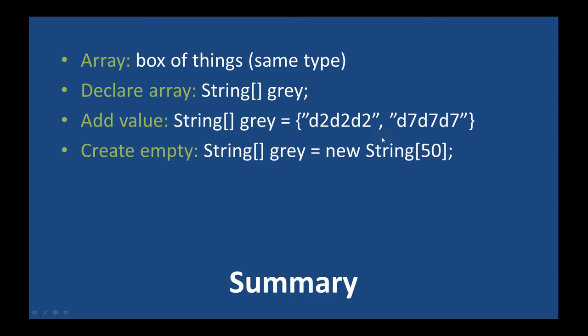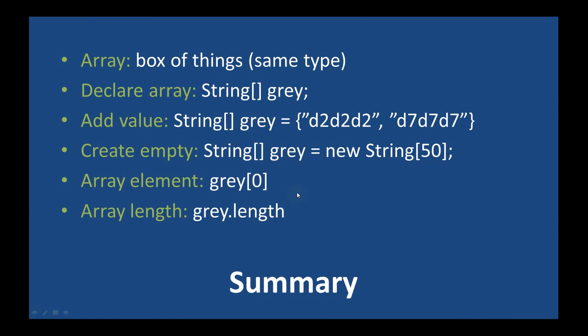To create an empty array, you declare it, and then you type new, and then the type of the array, followed by the number of elements in the array inside the brackets. To call an array element, you say its name, and then you say the index number of that element. To use the array length, you say its name, and then dot length.